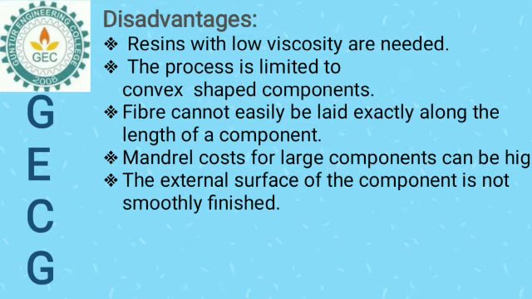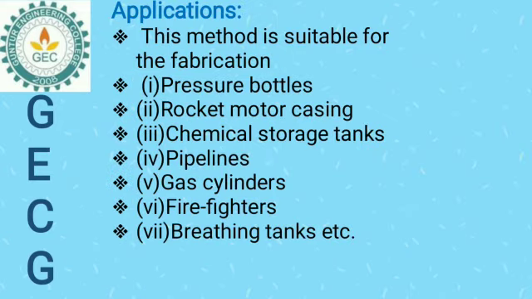What are the disadvantages of the filament winding method? Resins with low viscosity are needed. The process is limited to convex shaped components. Fiber cannot easily be laid exactly along the length of a component. Mandrel cuts for large components can be hinged. The external surface of the component is not smoothly finished. These are the main disadvantages of filament winding.